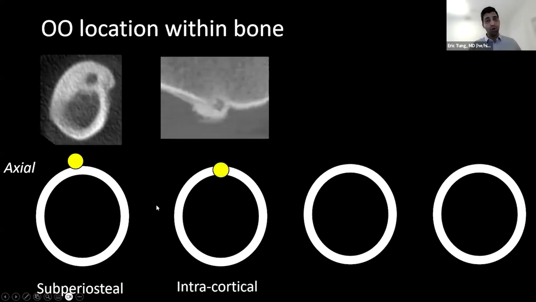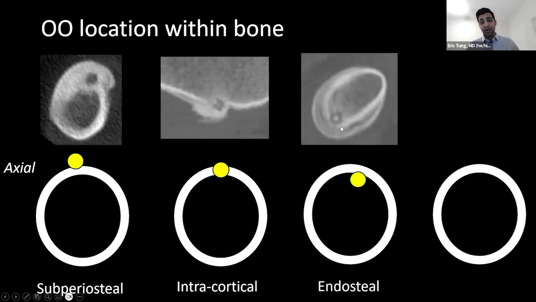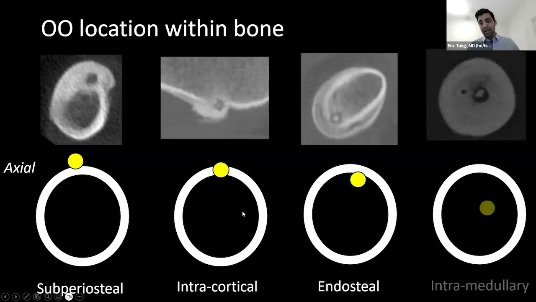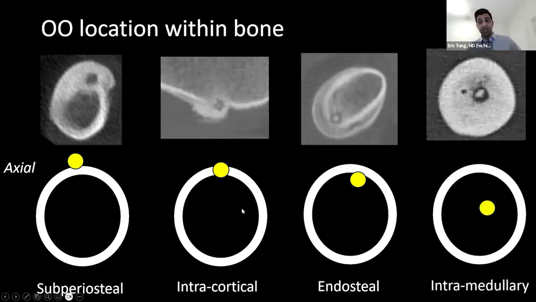They can be intracortical, which is more classic when we think about osteoid osteomas. They can be endosteal, which is that the center is right adjacent to the cortex, but not within it. And then we can have intramedullary osteoid osteomas, which are rare, but can occur. And so this is important to keep in mind, that not all osteoid osteomas need to be cortically based.